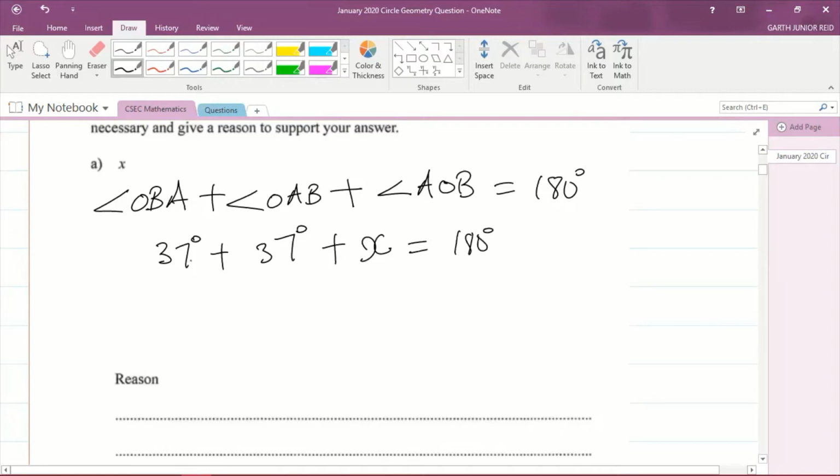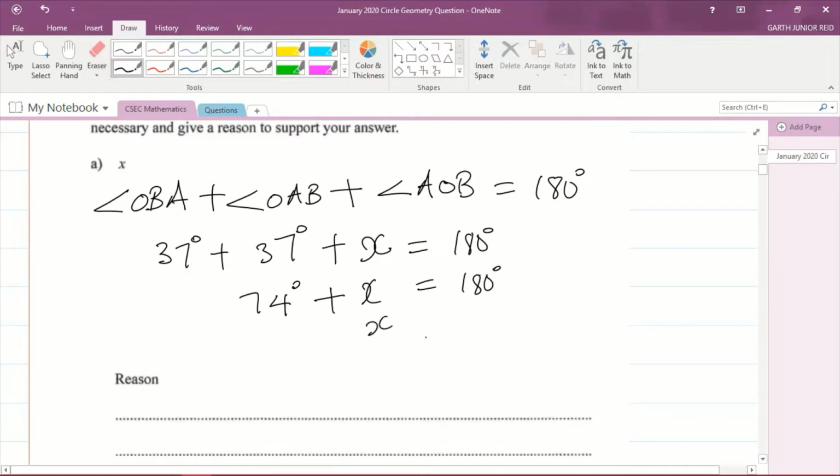So 37 degrees plus 37 degrees is 74 degrees, plus x is equal to 180 degrees. My aim is to find x, so I'm going to subtract 74 degrees from both sides of the equation. And if I subtract 74 degrees on the left-hand side, I will only have x remaining.